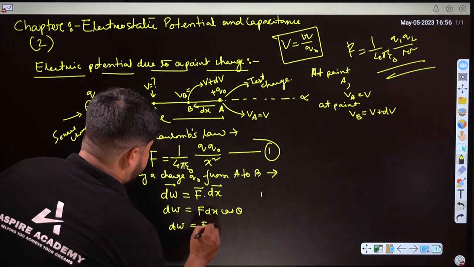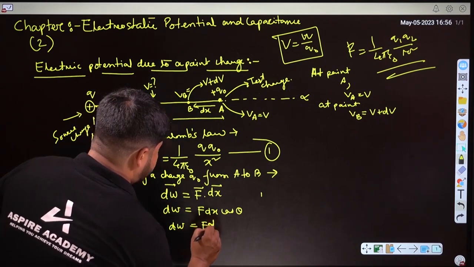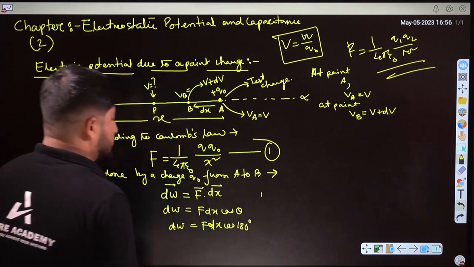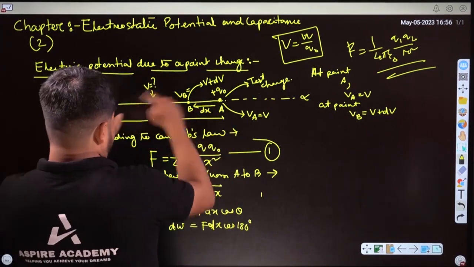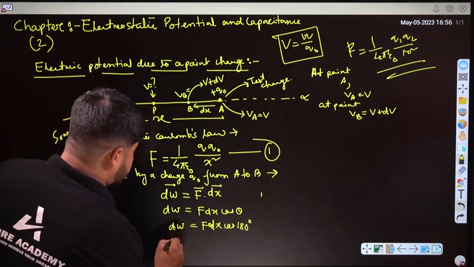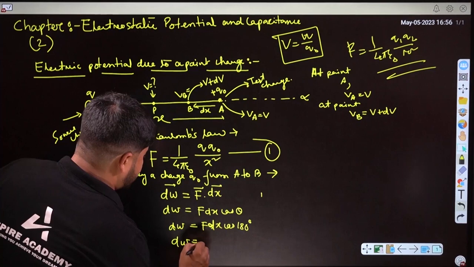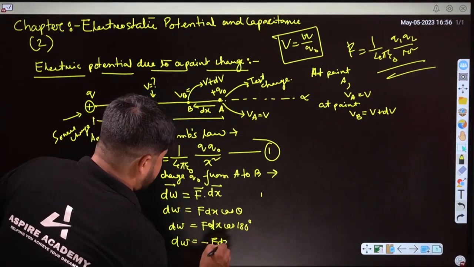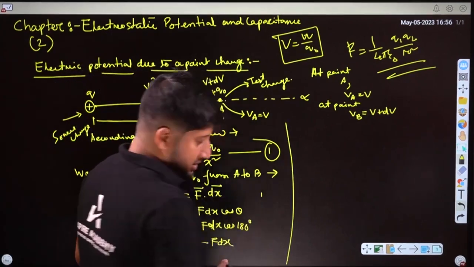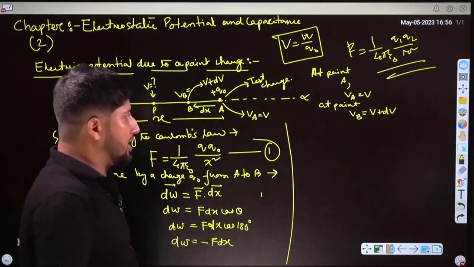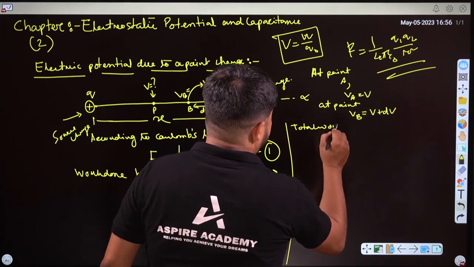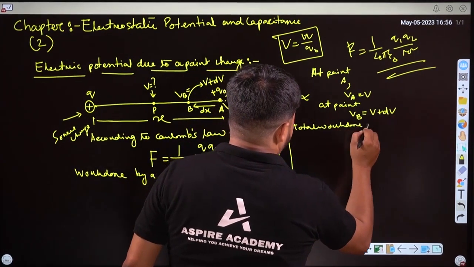So dW is equal to F dx cos theta, and the angle is 180 degrees, cos 180 degree, because displacement and force are in opposite directions. So F dx cos theta means dW is cos 180, which is minus, so dW is equal to minus F dx. Now we have to calculate the total work done from A to P.